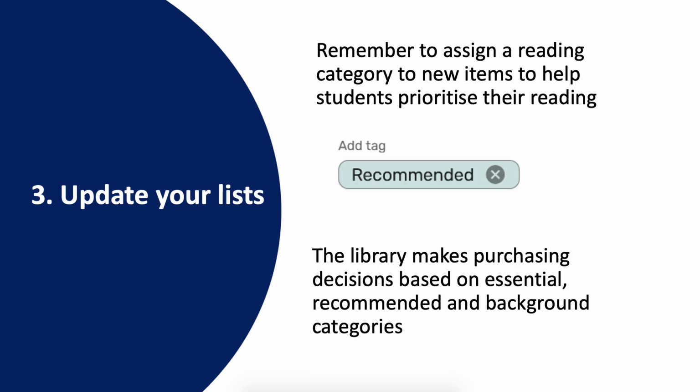Really important to regularly stay on top of updating your reading lists. So a really important thing that everybody needs to remember to do is to assign a reading relevance category to any items on the reading list. This helps the library make purchasing decisions using our criteria of essential, recommended or background, and we do have a separate video about this which explains it in more detail.